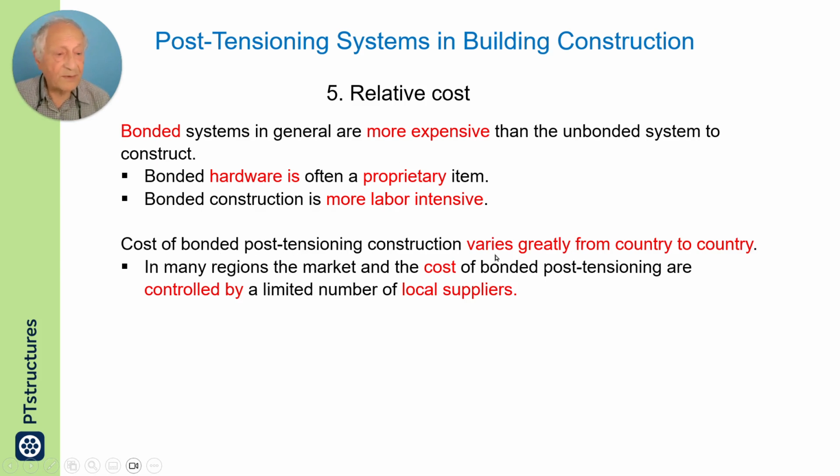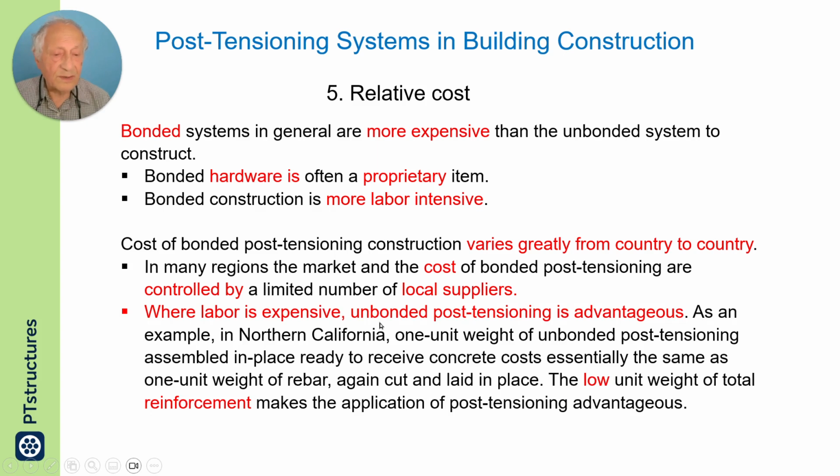Cost of post-tensioning varies greatly from country to country. In many regions, the market and the cost of bonded is controlled by a number of local suppliers. Now, the important item to note is this: where labor is expensive, unbonded post-tensioning is advantageous. As an example, in Northern California, 1 unit weight, 1 kilogram or 1 pound of unbonded post-tensioning assembled in place, ready to receive concrete, costs essentially the same as 1 unit weight of rebar.